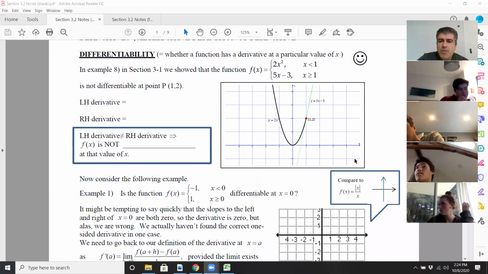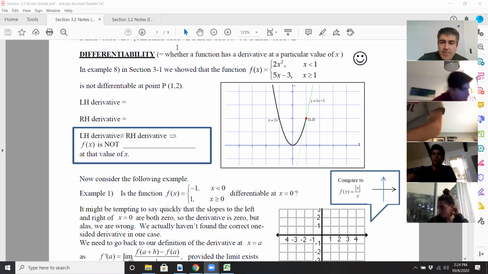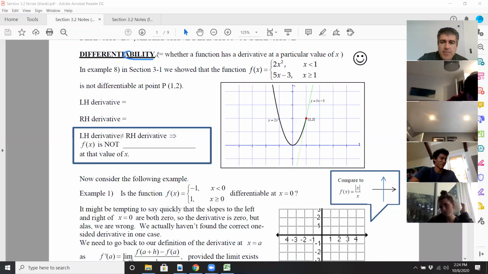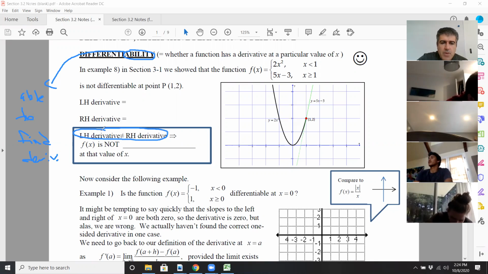Okay. So differentiability, what does differentiability mean? It's the ability to take the derivative. So just break down the words: you're able to find the derivative. Now, how would you not be able to find the derivative? When that happens, f of x is not differentiable. When the left-hand derivative is not equal to the right-hand derivative, you're unable to take the derivative.